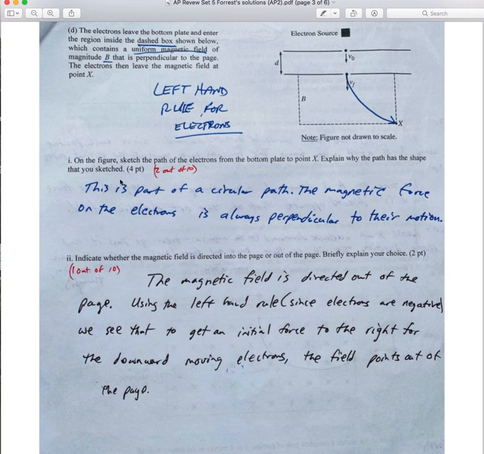So the key thing here, if you're explaining the shape, has to be part of a circular path, and that the magnetic force on the electrons is always perpendicular to their motion. That is the key aspect of this. So when we want to go back now and figure out the magnetic field into the page or out of the page, I use the left-hand rule because it's a negative charge and on electrons. So if I'm saying that my thumb points in the direction that's downward and the force has got to point to the right, the only way that works with my left hand is if the fingers are pointing out toward my face, and that means that the magnetic field is directed out of the page.